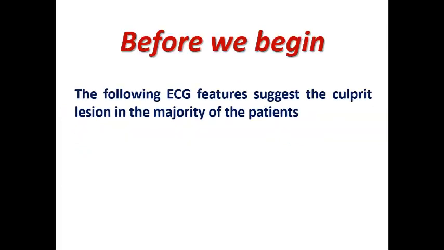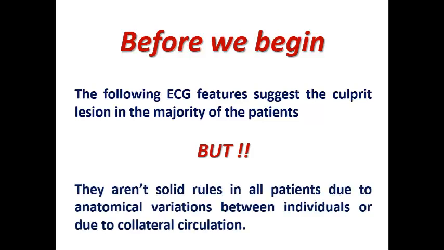Before we begin, the following ECG features suggest the culprit lesion in the majority of patients, but they are not solid rules in all patients, due to anatomical variation between individuals and sometimes the presence of collateral circulation in patients with pre-existing chronic coronary syndrome, which may make these rules not be enough to localize the culprit lesion in those patients. So this is an important tip that we need to assure before we begin.